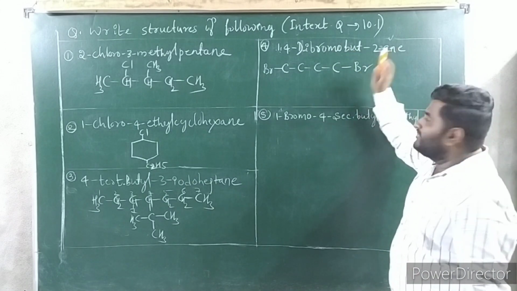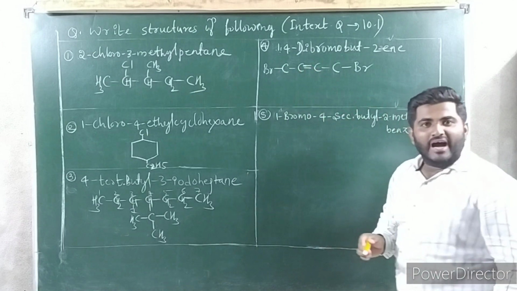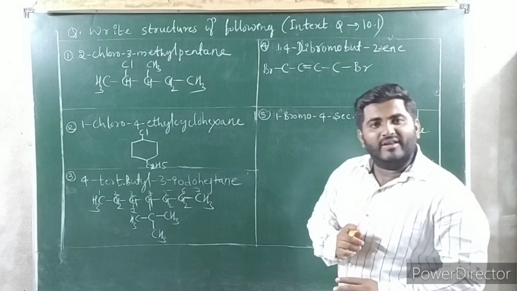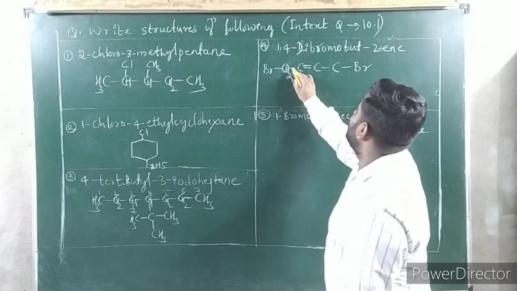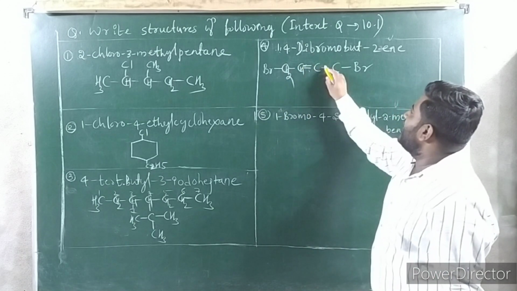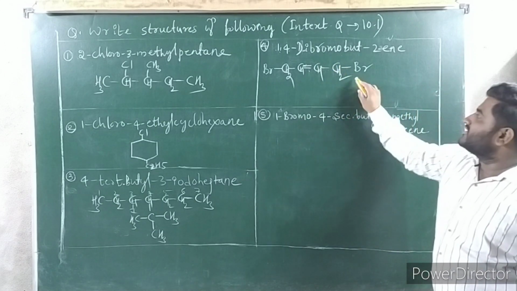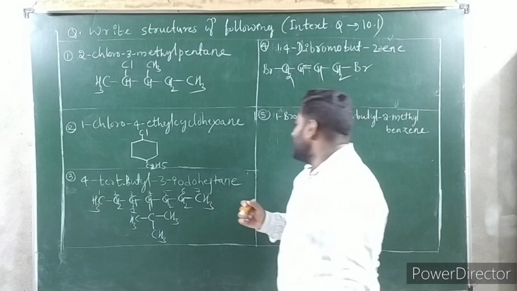Second position ene means second position double bond. 1, 2. Second position double bond. I hope you are getting. The remaining you have to write the hydrogen. See, for 1 carbon how many bonds required? 4. So already 2 are over. Write 2 hydrogen. 1, 2, 3. 3 are over. Write 1 hydrogen. 3 are over. 1 hydrogen. 2 are over. 2 hydrogen. So this is the structure of this compound. I hope you are getting. Yes. Go for the fifth one guys.